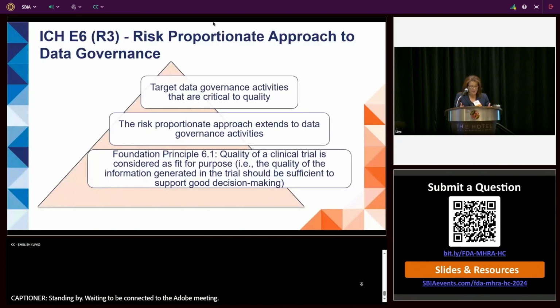The second concept is the concept of risk proportionality, which I've just mentioned. And taking a risk proportionate approach throughout the clinical trial lifecycle is an important operational approach to achieving the goal of fit for purpose clinical trial quality. This risk proportionate approach extends to data governance activities and would include the sponsor targeting and focusing efforts on those data governance activities that are critical to the quality of your study.